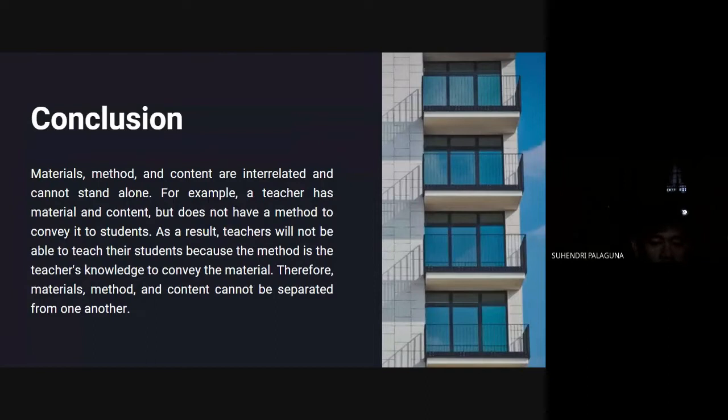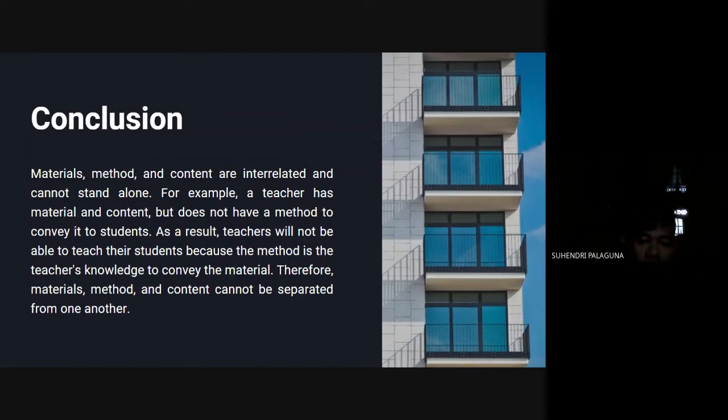Why is material important? The first reason is that the material includes topics or things that can facilitate teachers in teaching their students. The second one, the material is also the subject that the teacher wants to share with their students.